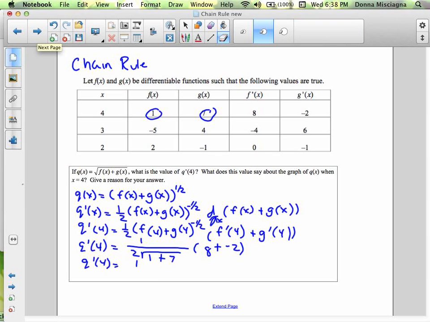Let's simplify. So in the numerator, we have 1 times 6. So that's 6 divided by 2 square roots of 8. We could simplify that. So we should cancel out the 6 and the 2. So 3 and the square root of 8 is 2 square roots of 2. So there's our answer.